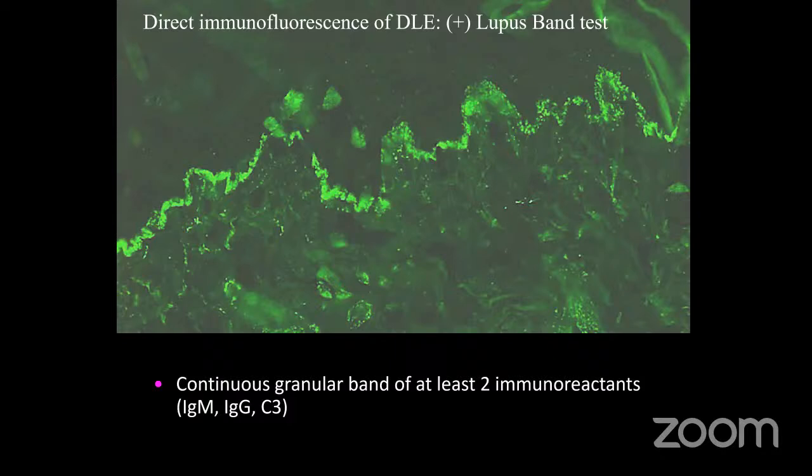This isn't done all that much anymore, but direct immunofluorescence can show some classic findings, usually multiple immunoreactants in a granular fashion deposited along the basement membrane zone and around the follicular basement membrane zone. If this is on a non-sun exposed site, it had classically been referred to as lupus band test. And now it's not used for that reason anymore because we have the double-stranded DNA that can be helpful in diagnosing lupus.